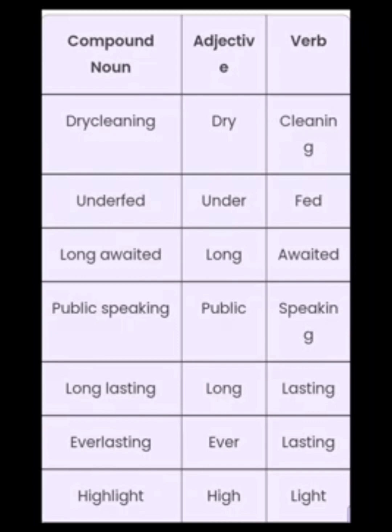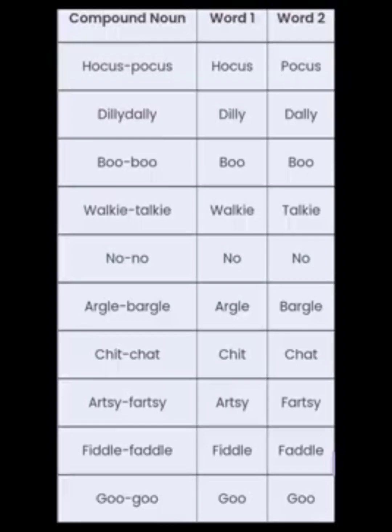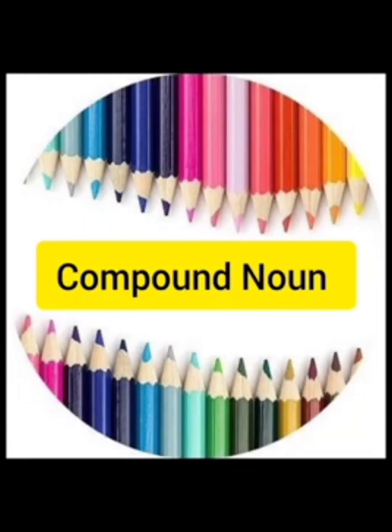The next combination is of repetitive or rhyming words. For example, hocus pocus, dilly dally, boo boo, walkie talkie, no no, argle bargle, chit chat, atsy fatsy, fiddle faddle, goo goo. So this was all about compound nouns. This was the last kind of nouns. Almost all the kinds are discussed in detail.